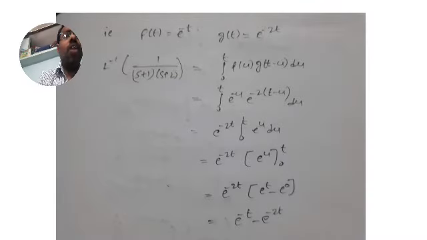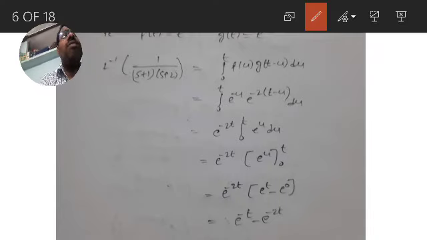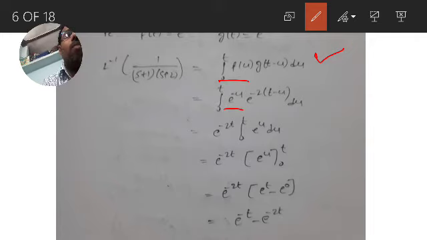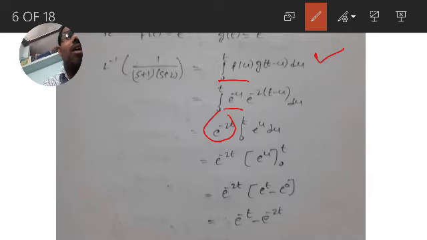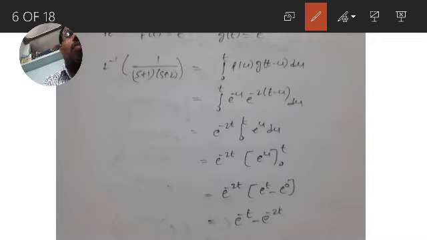F of t we have e power of minus t, and g of t we have e power of minus 2t. Now convolution is defined as 0 to t f of u into g of t minus u. F of t equal to e power of minus t, f of u is equal to e power of minus u, g of t minus u is equal to e power of minus 2 into t minus u. The t terms are constants, e power of minus 2t is a constant, because the integration is in terms of u.